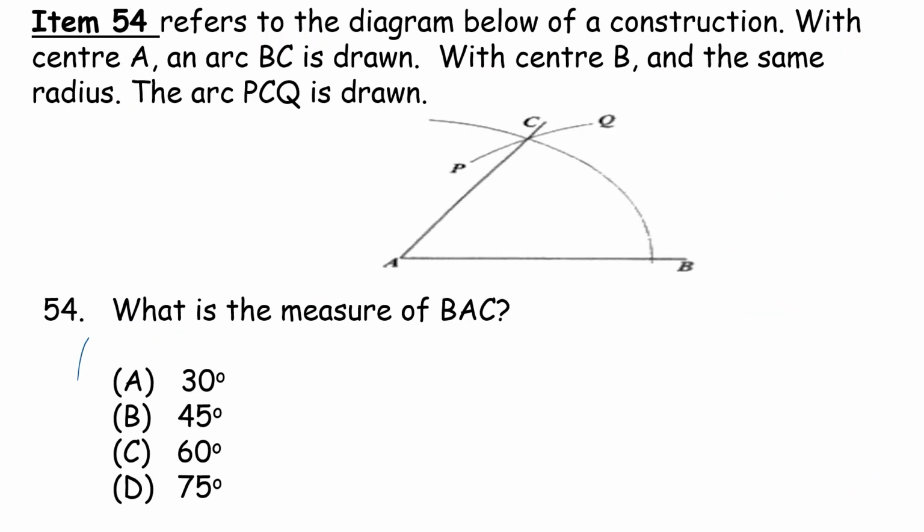Question 54 refers to the construction here, and it's describing it. The center is A, there's an arc BC. The arc PCQ is drawn. What is the measure of BAC? So they want to know the size of angle A, this angle here. You can see immediately that that is a 60-degree angle. It can't be 30 nor 45. This is a very popular question on paper one.